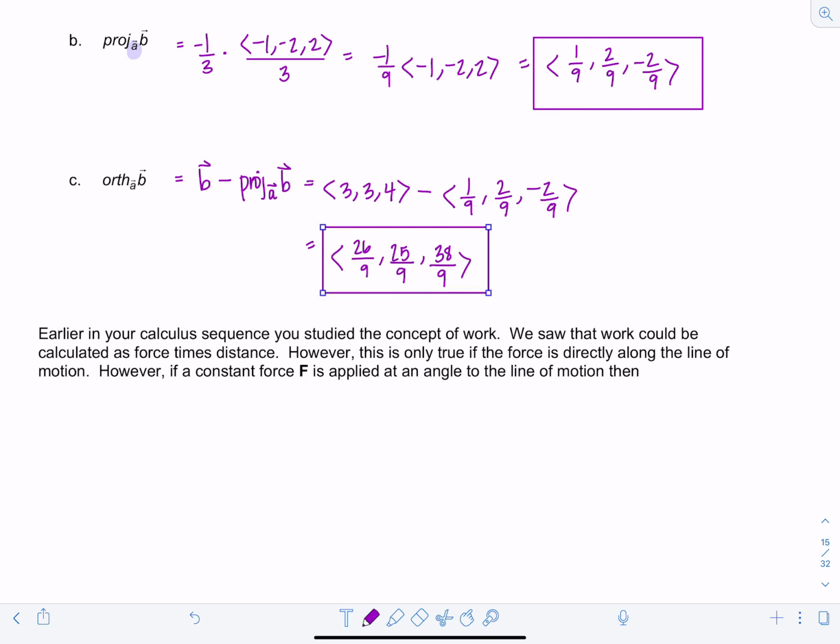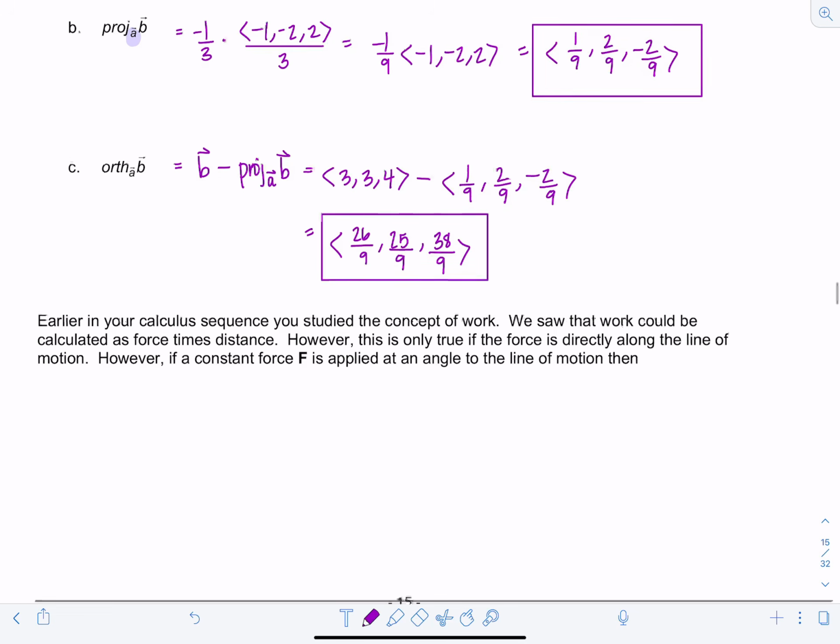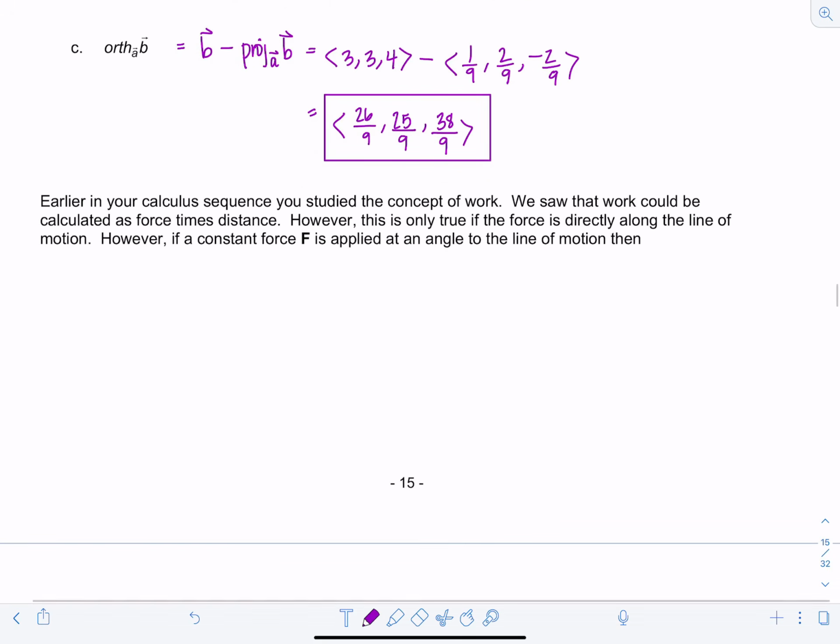All right. So just make sure you put those definitions to memory. That way you have no problem applying them later on. Now, earlier in your calculus sequence, you should have studied the concept of work. And we saw that work could be calculated as force times distance. But remember, this is only true if the force is applied directly along the line of motion. However, if you have a constant force F and it's applied at some sort of angle, then the work is defined as follows.